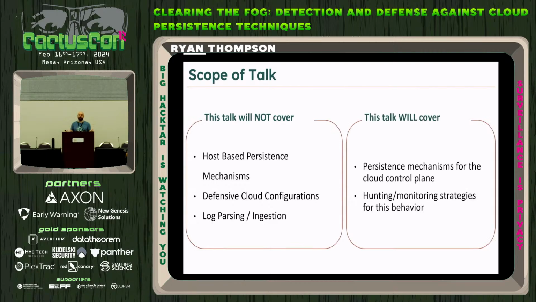So what we will cover is going to be persistence mechanisms specifically for the cloud control plane. So quick raise of hands, how many of you are working with Azure or AWS? I assume it's a pretty good number, okay. And really what we're talking about is somebody's gained access either through the console or through access keys to your environment. How do they persist in that environment, that control plane space? And the other piece is we're going to be talking about hunting and monitoring strategies for these various types of behavior.